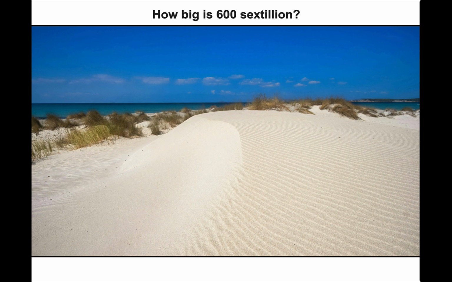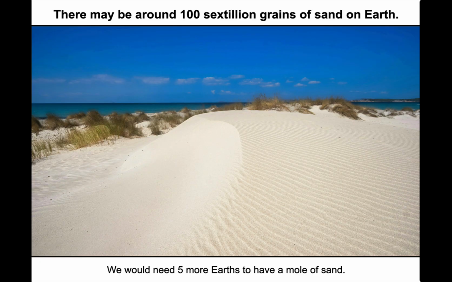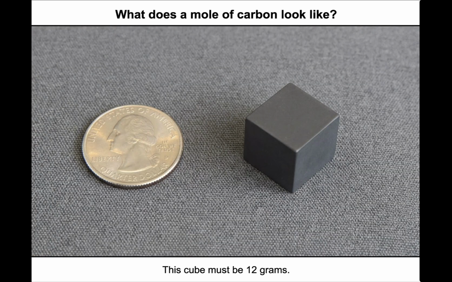What about something smaller, maybe sand? How much sand would be 600 sextillion grains of sand? Think about that for a minute. Is it a beach? Is it 2 beaches? Well, they've done some rough calculations on this. Apparently, all the sand on all the beaches and oceans of the world is only 100 sextillion grains of sand. So you'd need 5 more Earths worth of sand to get to just 1 mole of sand, 600 sextillion grains of sand.